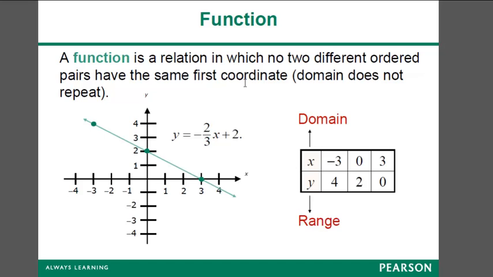A function is a relation in which no two different ordered pairs have the same first coordinate. The domain does not repeat, or the x value does not repeat. And so this line shown here shows you in this box the ordered pairs that are attached to the dots shown. -3, 4, 0, 2, 3, 0. Notice, nothing in my domain is repeated. So this is a function.